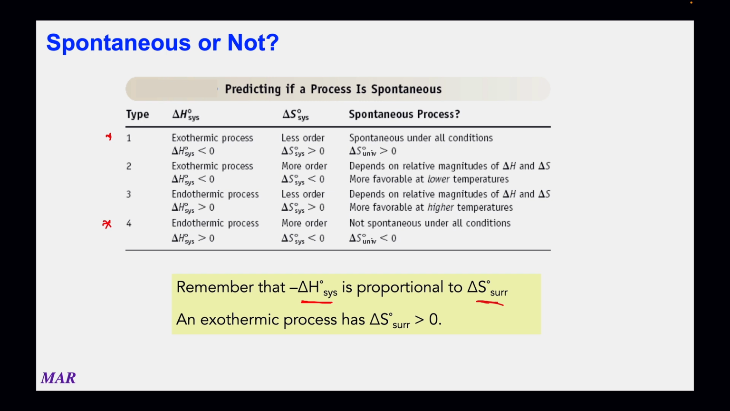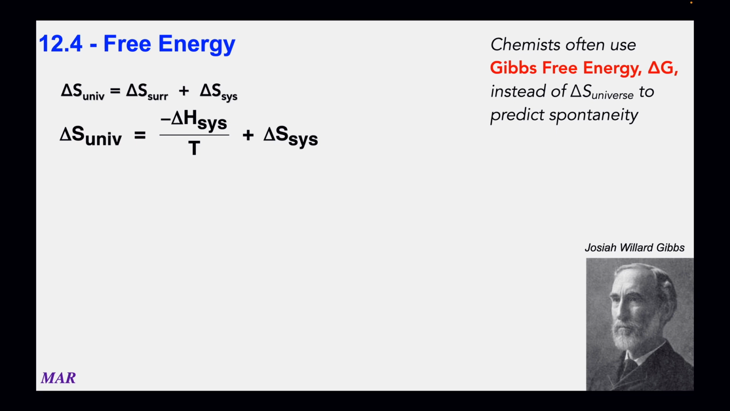And then you have types number 2 and 3, and those basically come down to temperature dependence. We'll talk about this in a little bit, but you have different conditions. Sometimes it's spontaneous, sometimes it's not. There's a big temperature component to it, and we'll focus on that in a little bit. Now, delta S of the universe is a great way to figure out if a reaction is going to occur or not, if it's spontaneous or not.